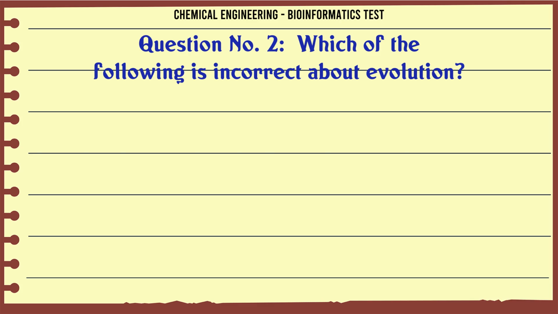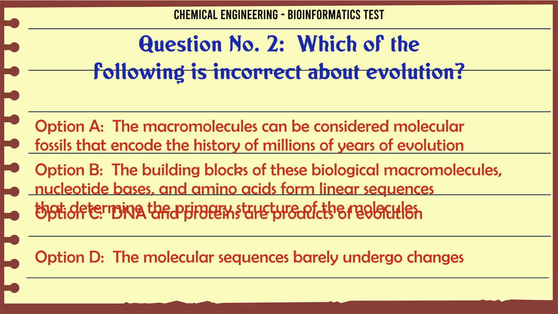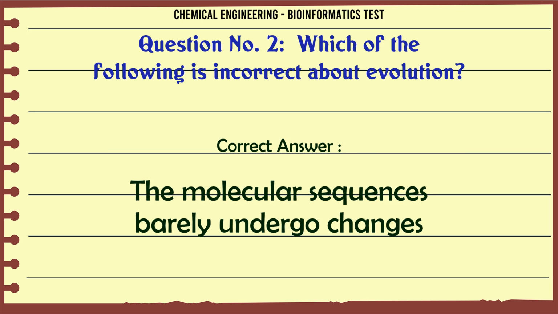Which of the following is incorrect about evolution? A. Other macromolecules can be considered molecular fossils that encode the history of millions of years of evolution. B. The building blocks of these biological macromolecules, nucleotide bases and amino acids, form linear sequences that determine the primary structure of the molecules. C. DNA and proteins are products of evolution. D. The molecular sequences barely undergo changes. The correct answer is the molecular sequences barely undergo changes.